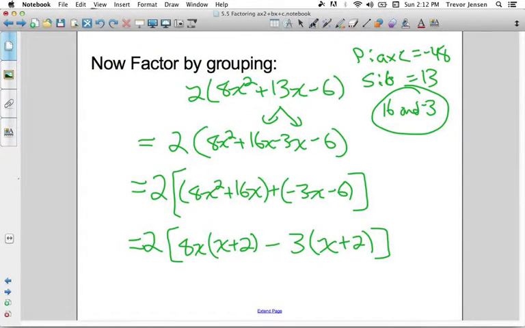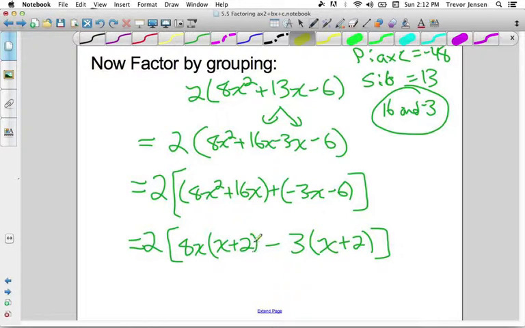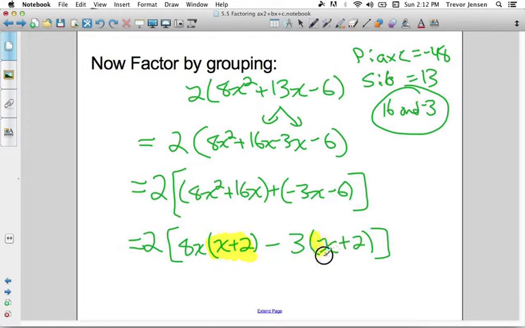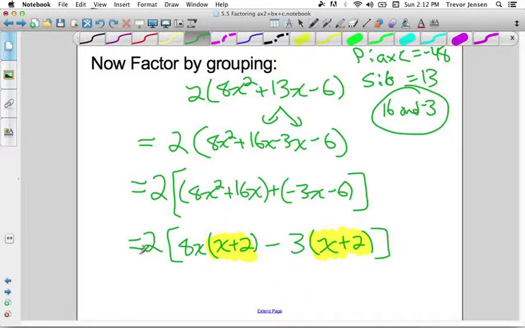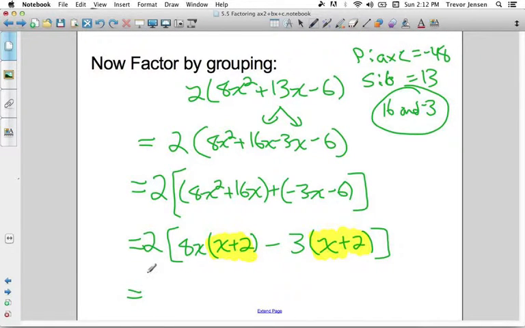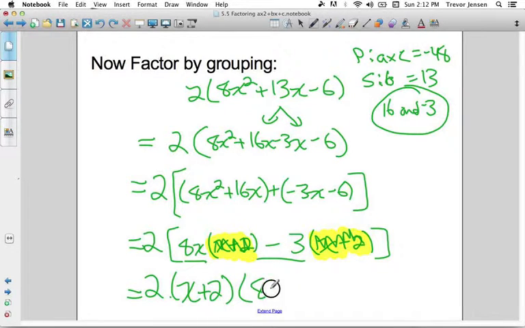So what I'm left with now is, inside the big brackets here, each of my terms has an x plus 2. They have a common binomial, so I can factor out that common binomial, and then I will be done factoring my quadratic. So that 2 stays out front. Then I'm going to factor out the x plus 2. After I've factored out this x plus 2, what I'm left with is 8x minus 3 for my next factor. 8x minus 3, and I'm done.